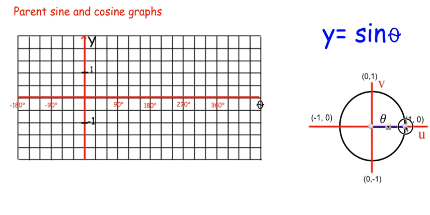So let's start here. At 0 degrees, the v value is the sine value, so that value is 0, so we can put a dot right here at the origin. So the sine of 0 degrees is 0. If we move up to 90 degrees here, then our v value is 1, so we could put a dot there. If we move to 180 degrees, our v value is 0, so the sine of 180 is 0. The sine of 270 is -1.